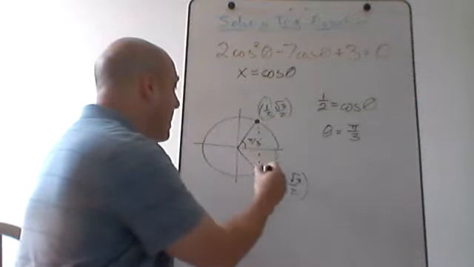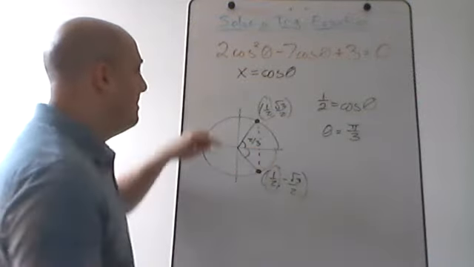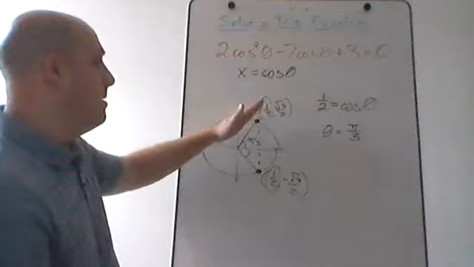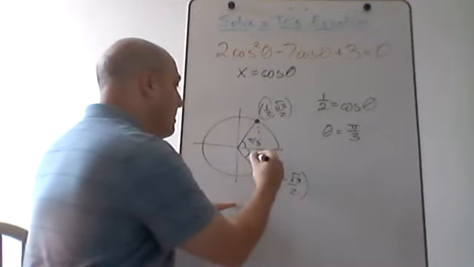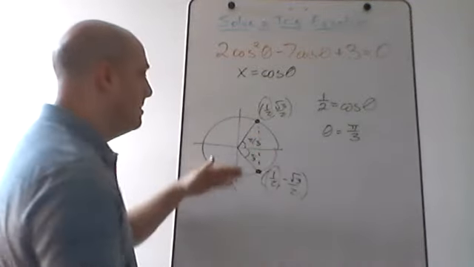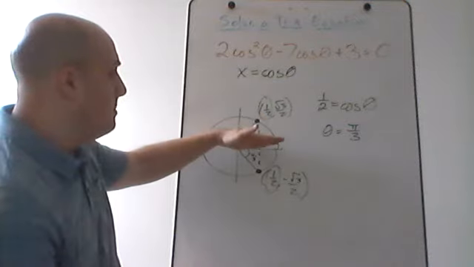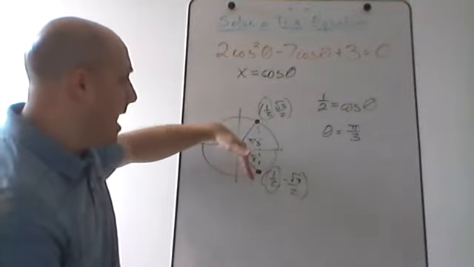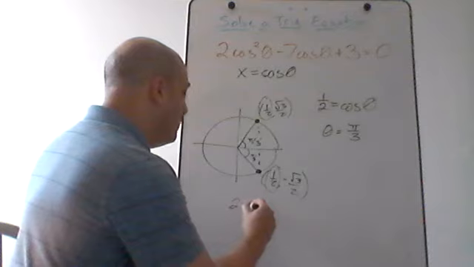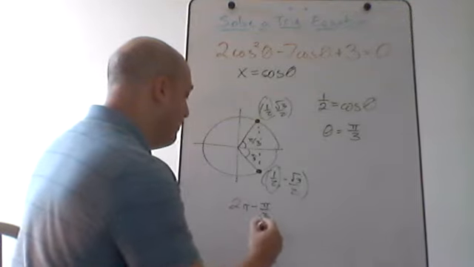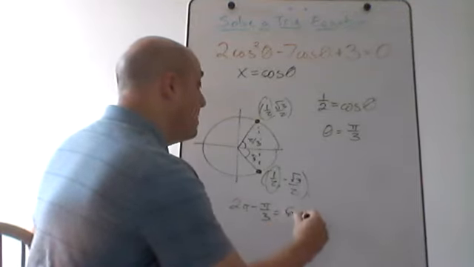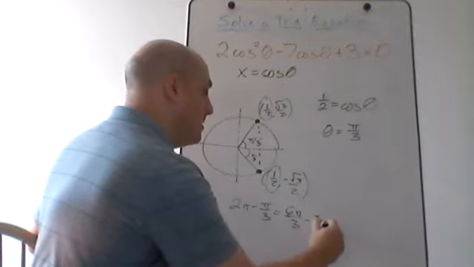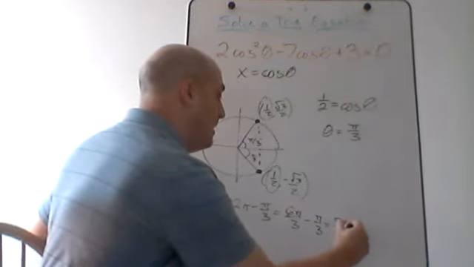Right, and again using the symmetry, if this angle is pi over 3 above the x-axis, this one over here is pi over 3 below the x-axis. Right, so a full trip around would be 2 pi, but I'm stopping pi over 3 less than that. So I have to do 2 pi minus pi over 3, which would be 6 pi over 3 minus pi over 3, which is 5 pi over 3.